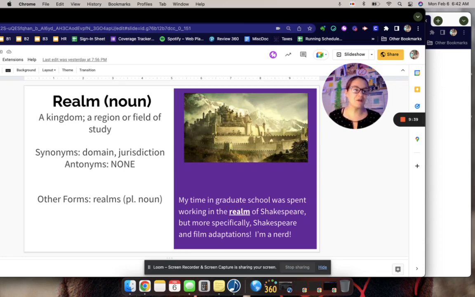Now, the picture is more the kingdom end of this definition. My sentence has to do with a field of study definition. So my time in graduate school was spent working in the realm of Shakespeare, but more specifically Shakespeare and film adaptations, because I am a giant nerd and I love Shakespeare movies.